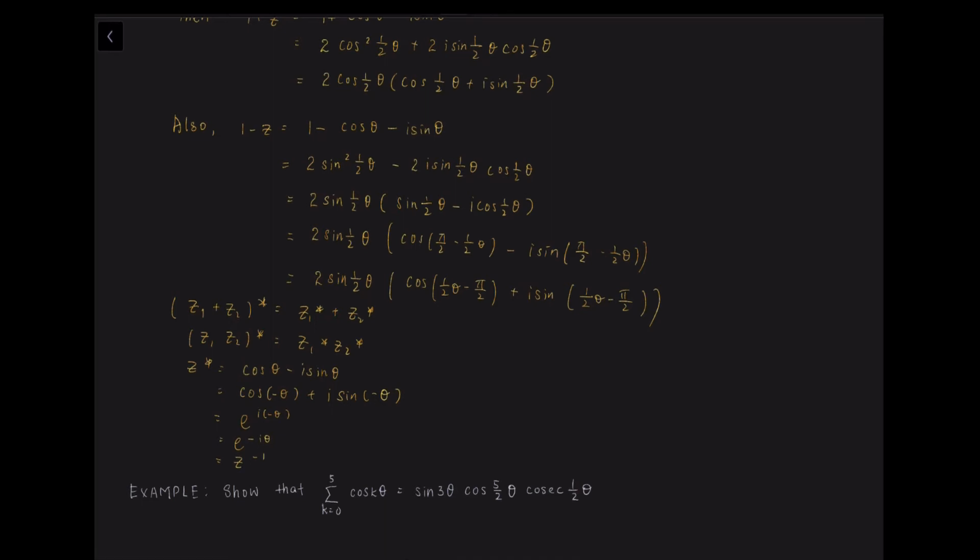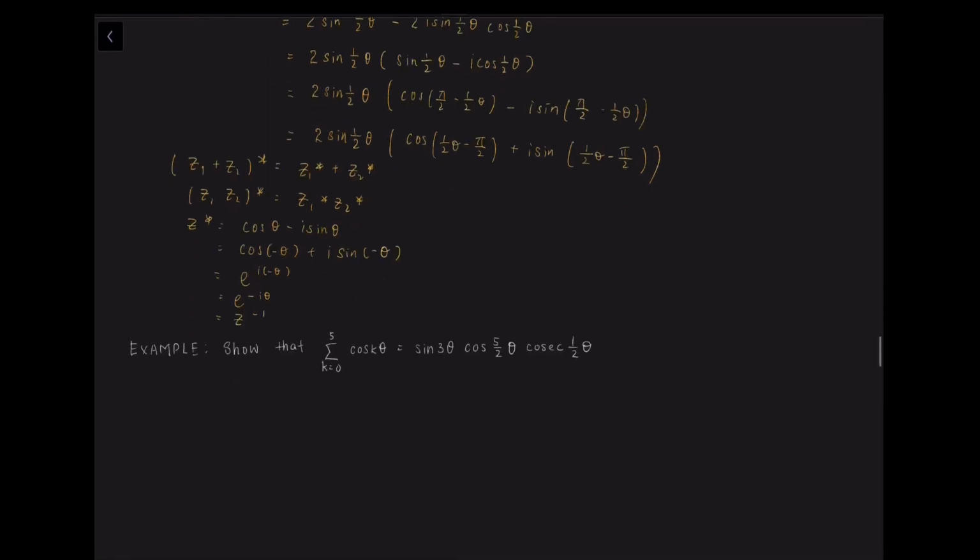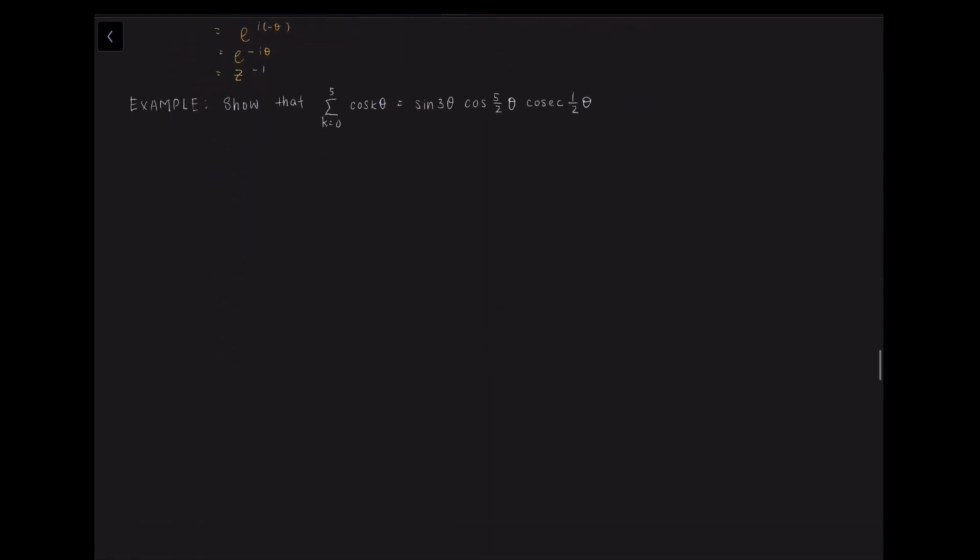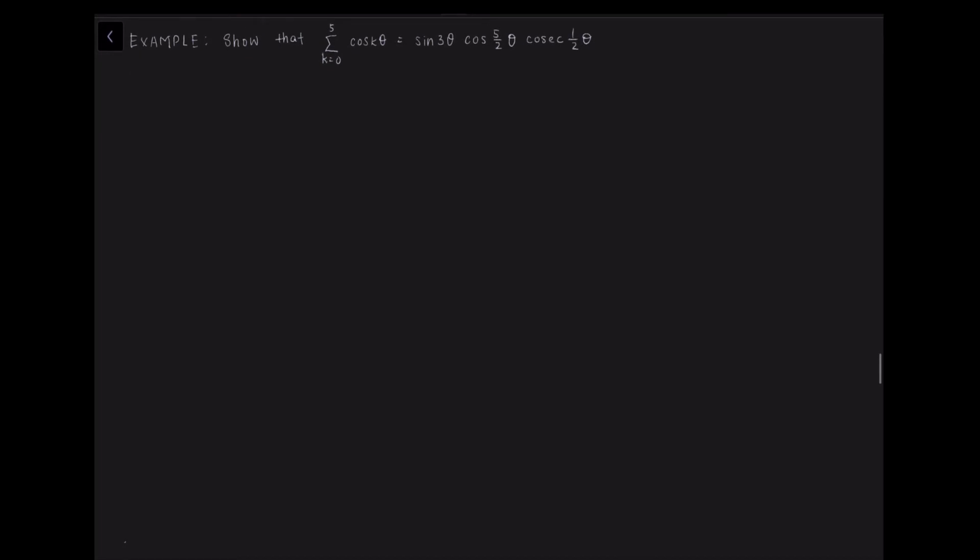So we'll be using a few of these identities in the examples that I'm going to show you later. So let us first look at this. We want to show that the sum of cos kθ from 0 to 5 equals sin 3θ cos (5 over 2 θ) times cosec half θ.